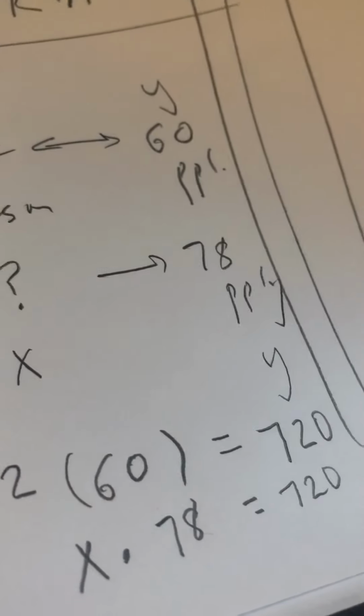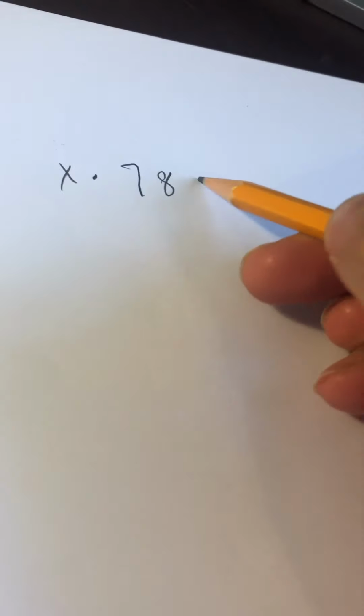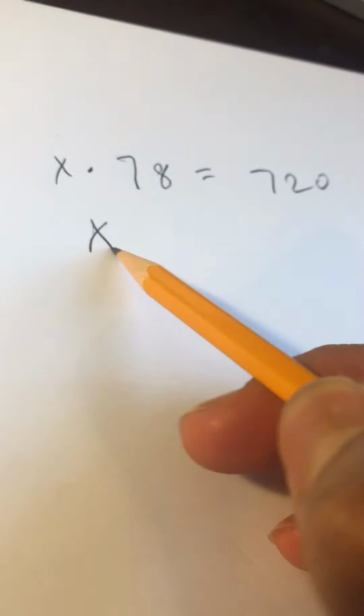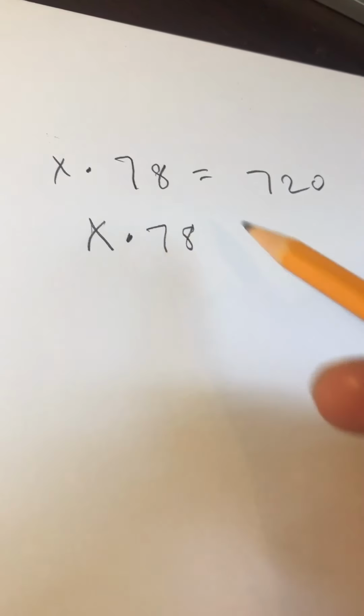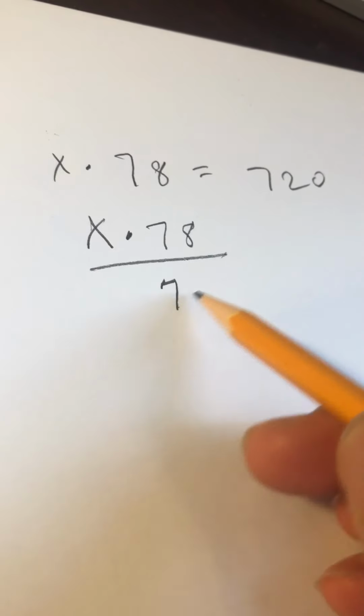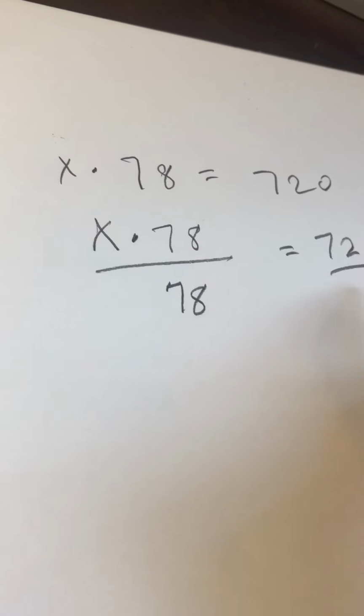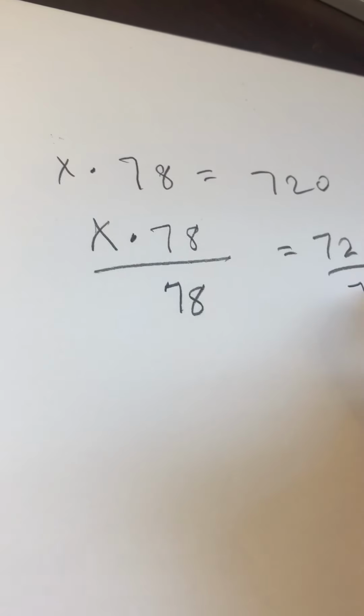So here we have it. X times 78 is equal to 720. So you want to divide X times 78 by 78, and that would be 720 divided by 78.